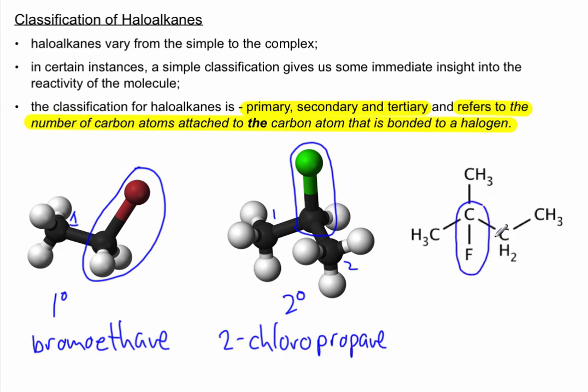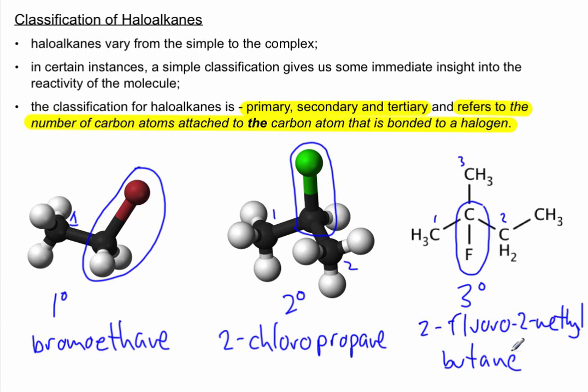And so finally, tertiary, hopefully you've seen the way it works. There's the carbon bonding the functional group, fluorine in this case. And how many carbons is this bonded to? 1, 2, 3. So it's bonded to 3 other carbons. So that's a tertiary haloalkane, and that would be called 2-fluoro-2-methylbutane. 2-fluoro-2-methylbutane is a tertiary haloalkane. So that's how you classify haloalkanes.